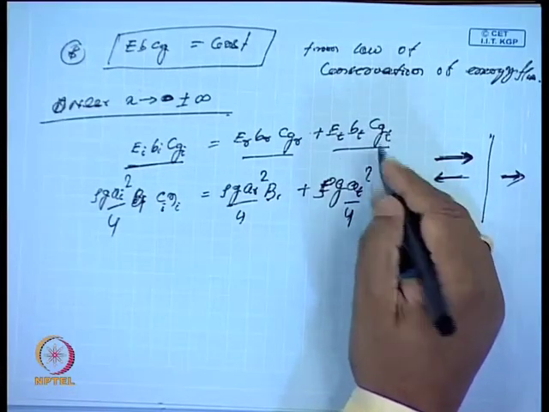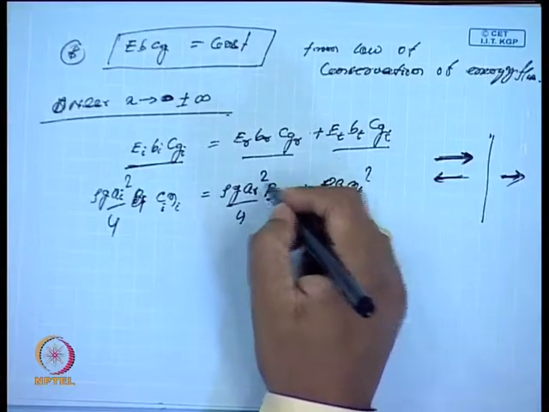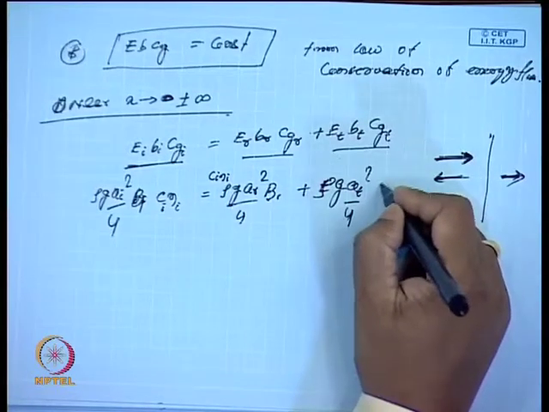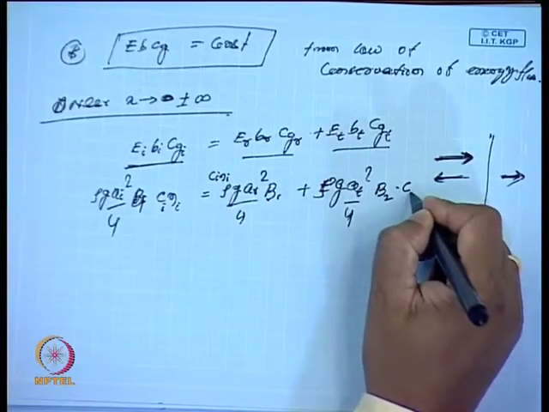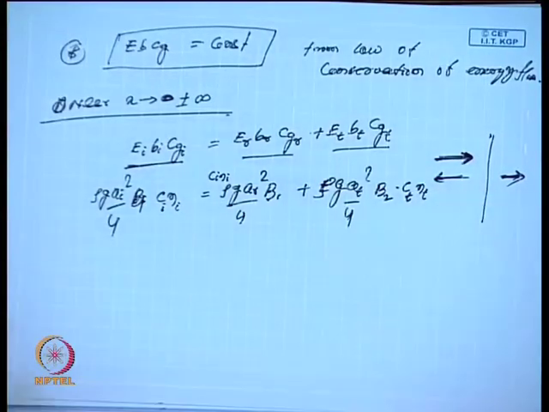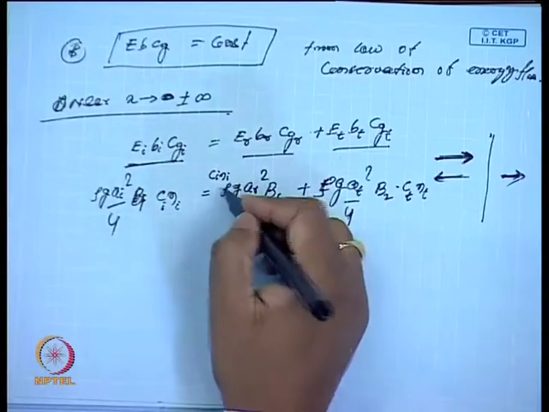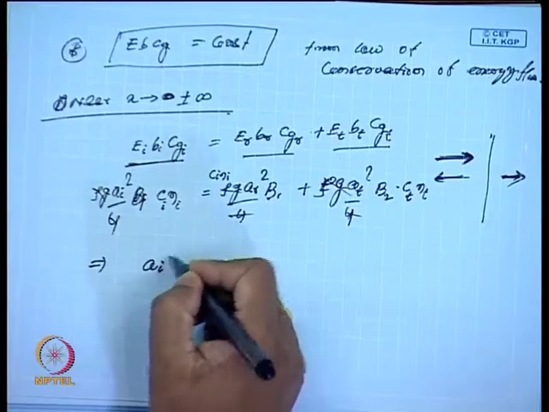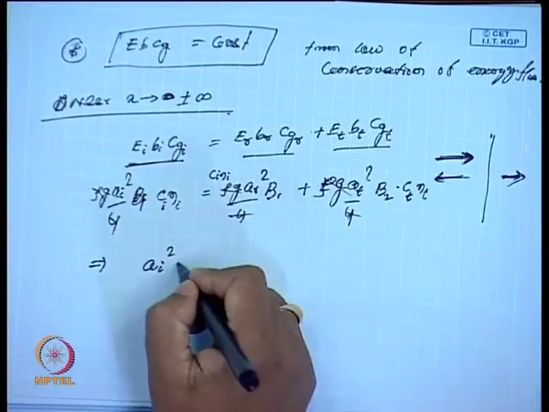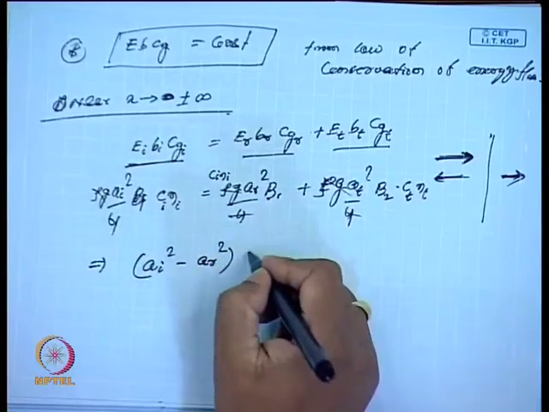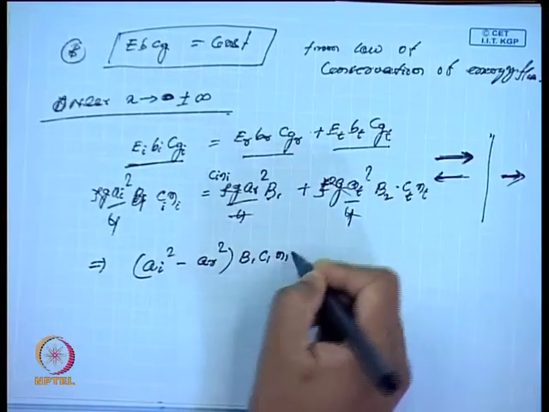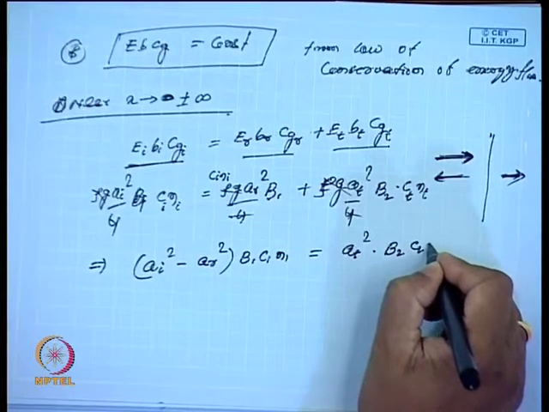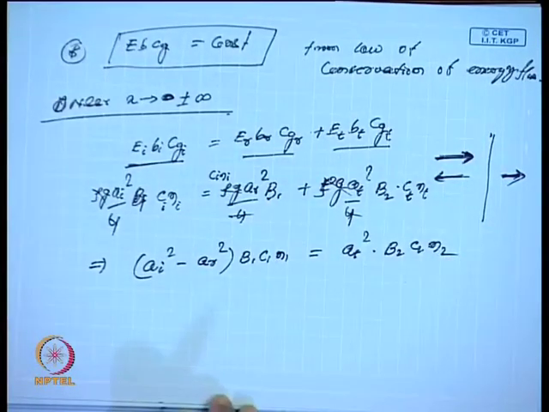by 4 into C_G again, into C_I n_I, because C_G again will be B_2 into C_T n_T. The rho g by 4 will cancel, this term will get cancelled, and then you will get A_I square minus A_R square into B_1 C_1 n_1, which is the same as A_T square B_2 C_2 n_2.